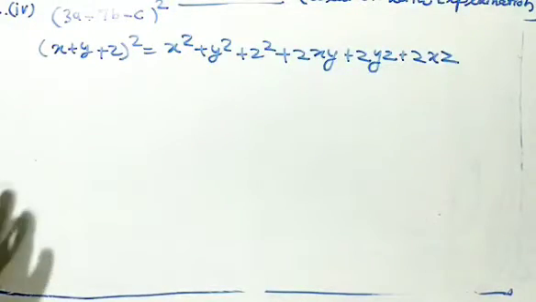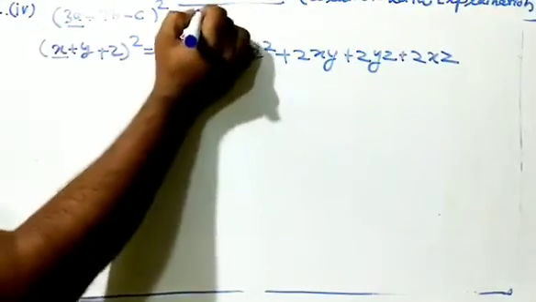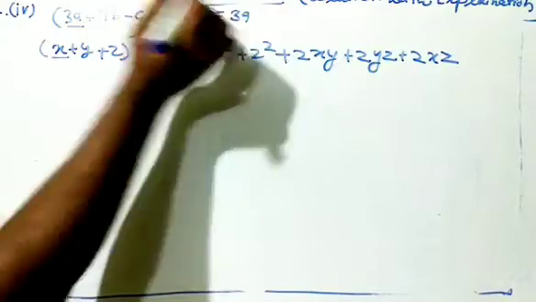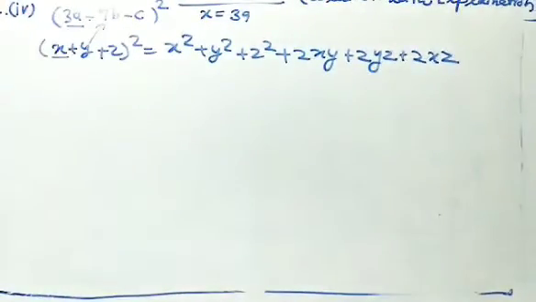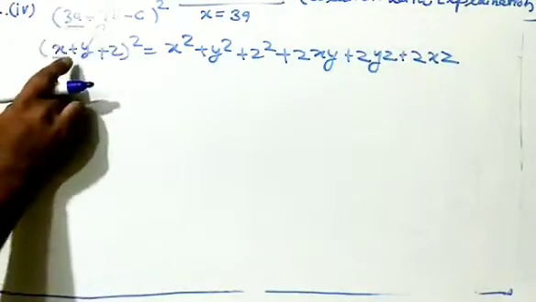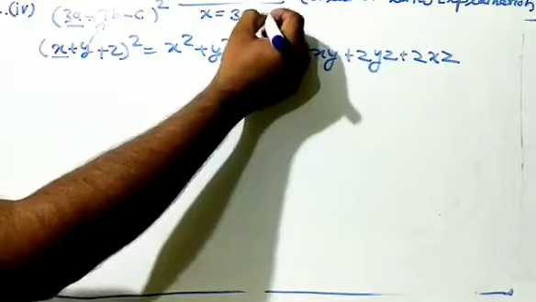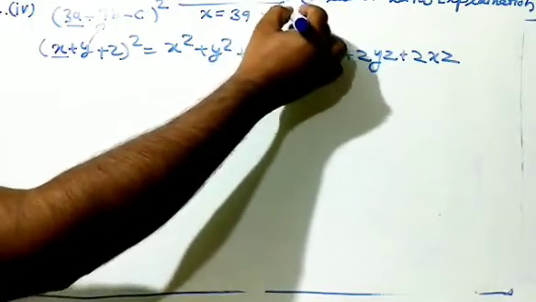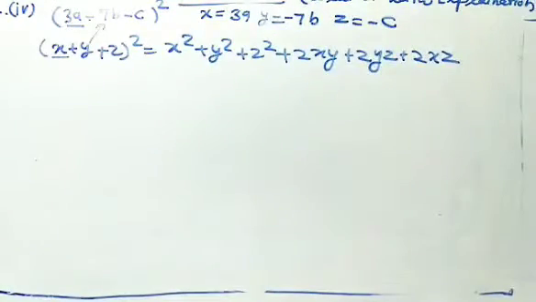So first of all, I am comparing the variables. Here x is 3a, so the value of x will be 3a. The value of y will be minus 7b, because it is a minus symbol. So when you compare, y equals minus 7b and z equals minus c. Okay, so now you have all the variables' values.